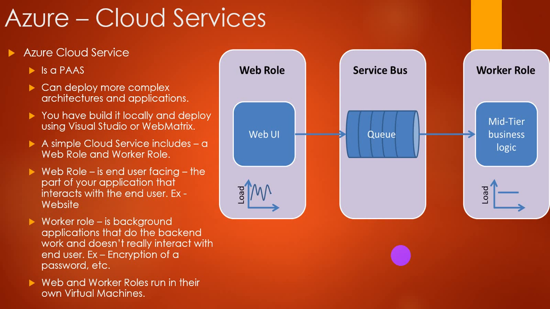A typical cloud service includes 2 roles, a web role and a worker role. Think of web role as a front-end facing code, anything that interacts with the end user. Example, a website. Worker role is the background application that does most of the back-end work and does not really interact with the end user. Example, encryption of the password, and so forth. Azure has built these roles in such a way that web role and worker role run on their own virtual instances, virtual machines.